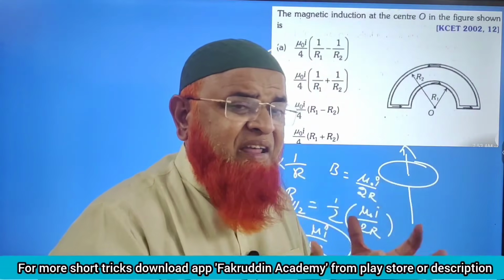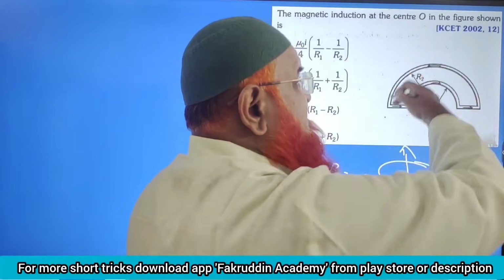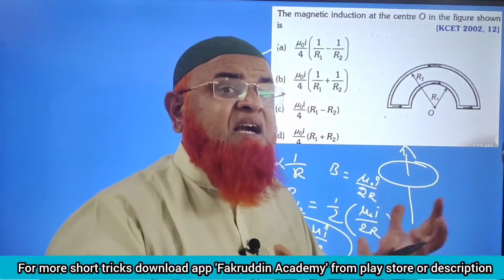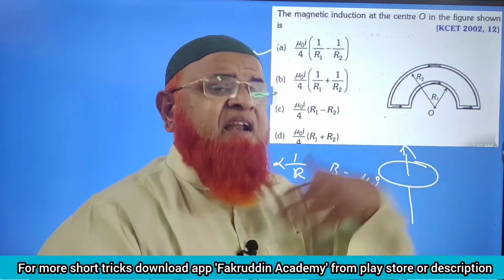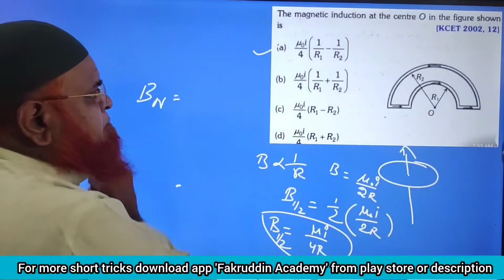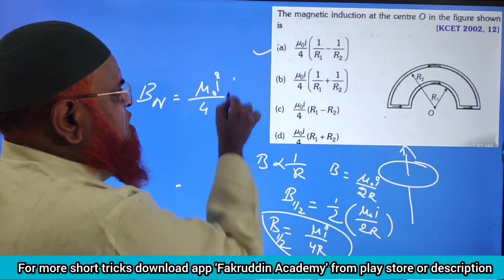The greater the radius, the lesser is the magnetic induction. That means the larger circle has lesser magnetic induction compared to the smaller circle, which has greater magnetic induction. Lesser the radius, greater the magnetic induction. Therefore, your answer is B net is equal to mu naught I by 4 if you common out.